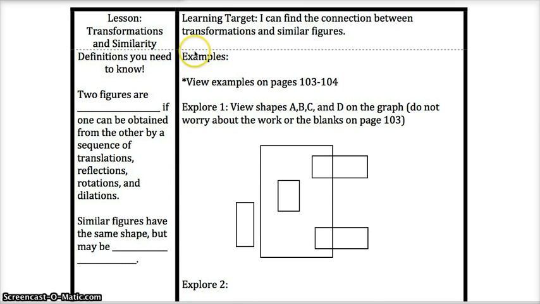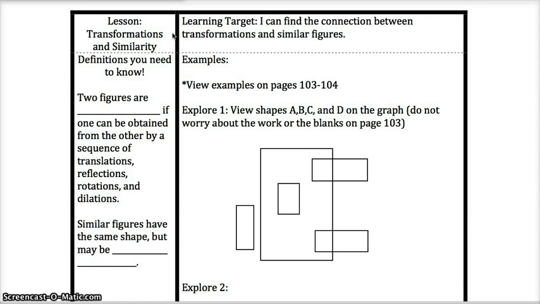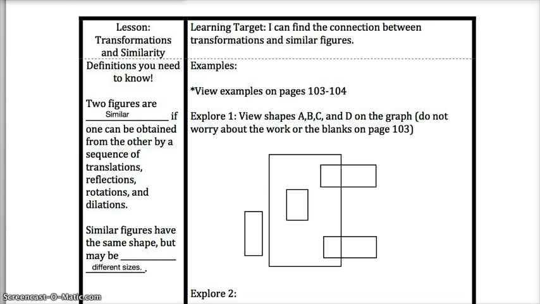So the definition: two figures are similar if one can be obtained from the other by a sequence of translations, reflections, rotations, and dilations. So you can go ahead and fill in the word similar on that blank. And then again, just to emphasize, similar figures have the same shape, but they may be different sizes. So these are all examples of similar shapes.